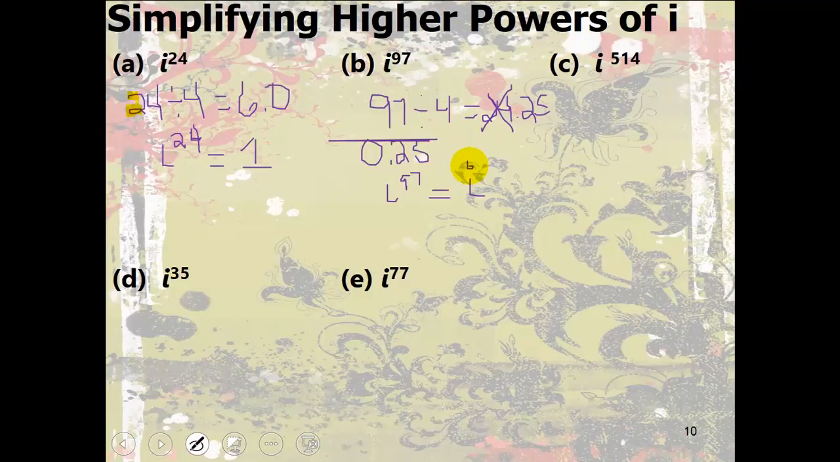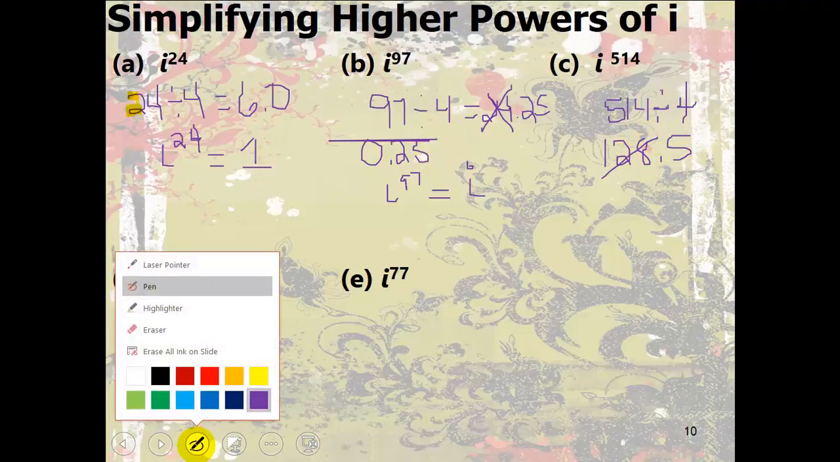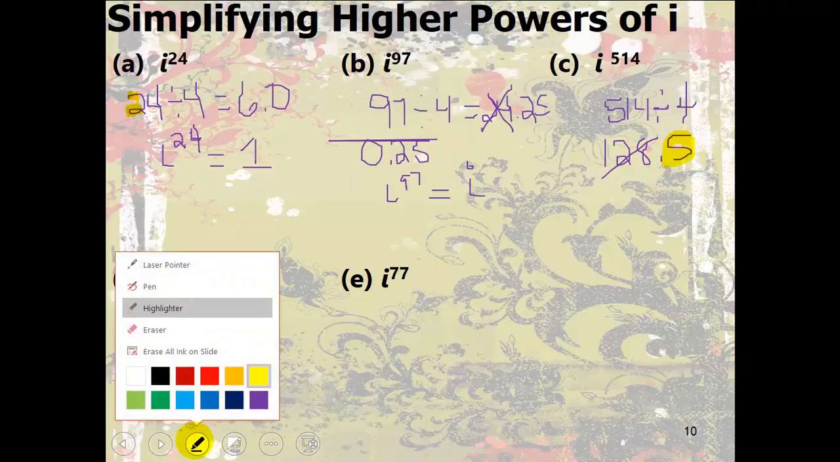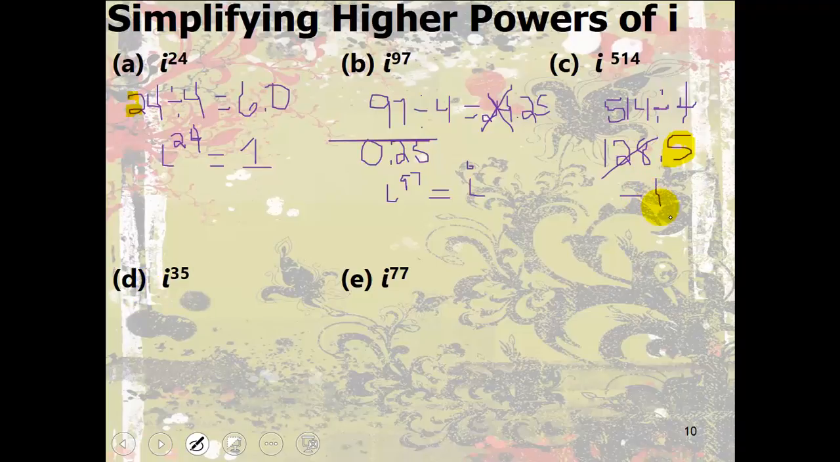And so it goes. 514 divided by 4 is what? 128.5. We don't really care about the 128. We're just interested in the 0.5, right? If we have a remainder of 2 or of 0.5, then it's going to simplify to negative 1. So i to the 514 simplifies all the way down to negative 1.